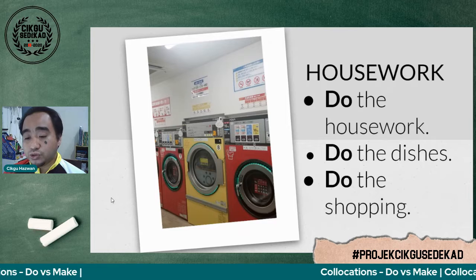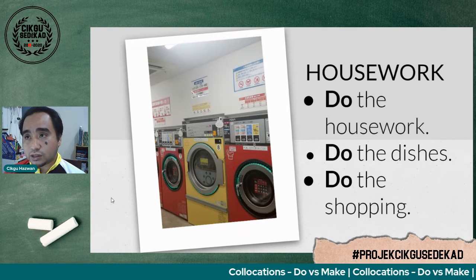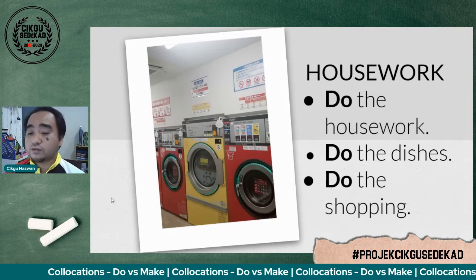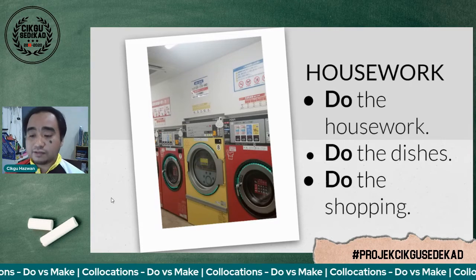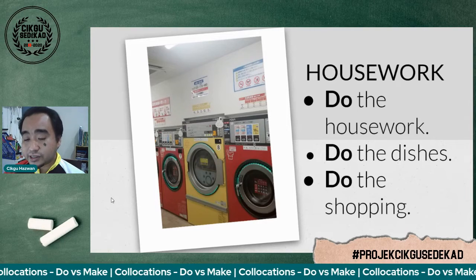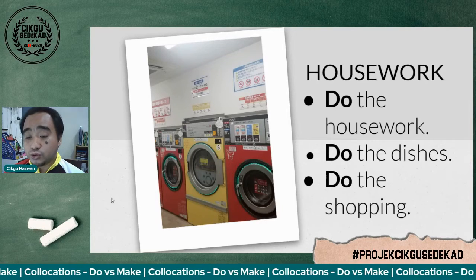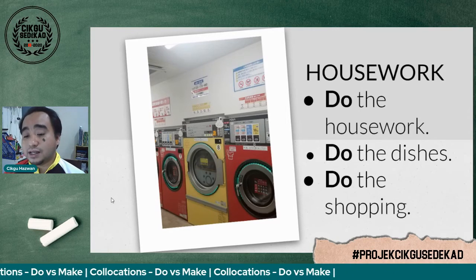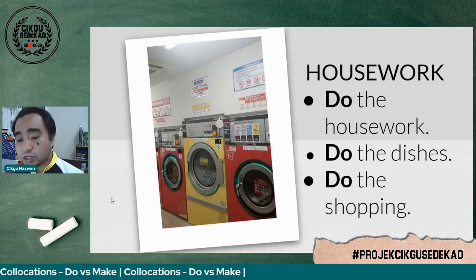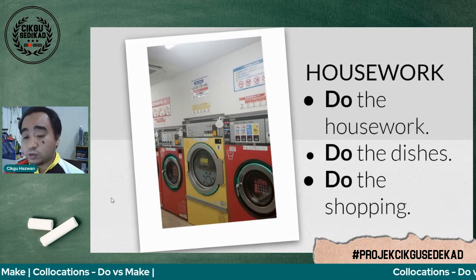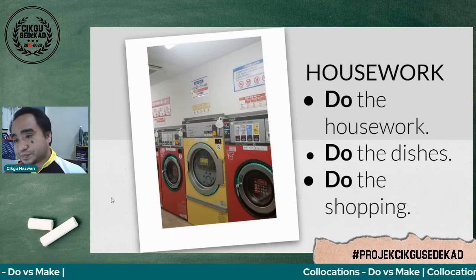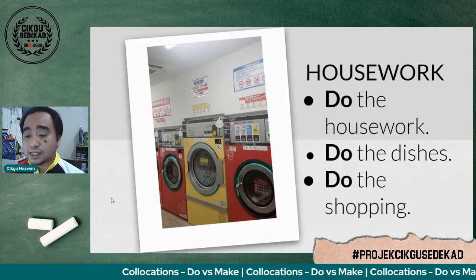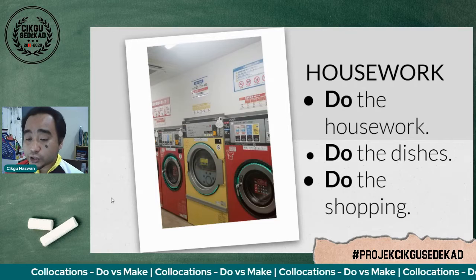Next, we also use do when we want to describe other housework that we are going to perform. For example, do the housework itself, do the dishes, okay, and also do the shopping. Okay, you can see that the word shopping is actually a verb in continuous form, but when we put the article the in front of the word shopping, it becomes a noun itself. So do the shopping.